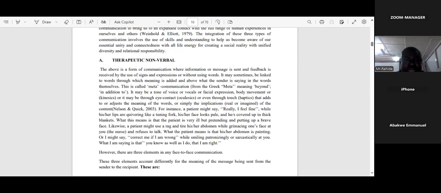That is what we term as therapeutic verbal and non-verbal. Are we clear? Are we following? Yes, sir. If we are following, so that is what we term as therapeutic verbal, non-verbal. The non-verbal aspect, we use signs, we use gestures, we use symbols to send and receive information.